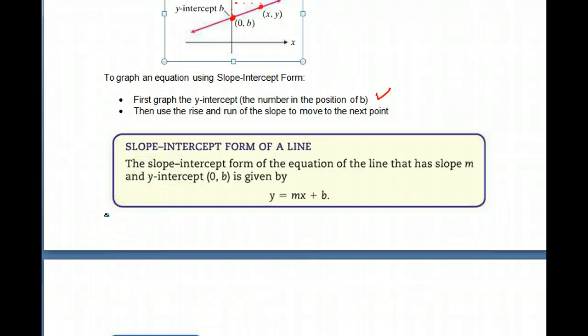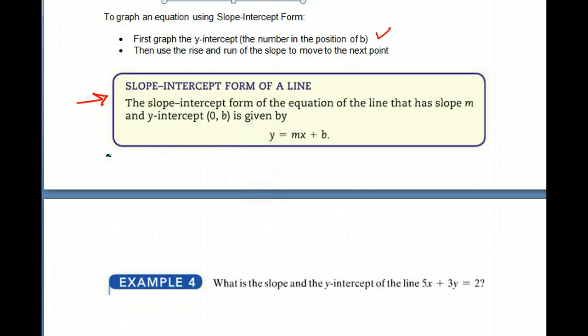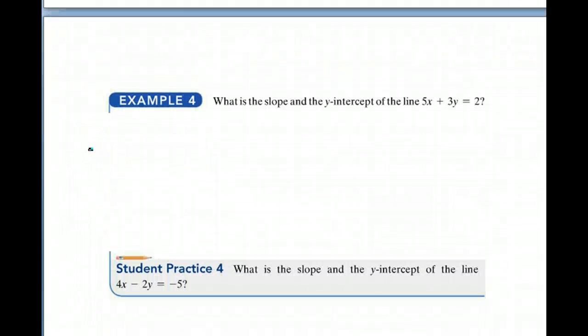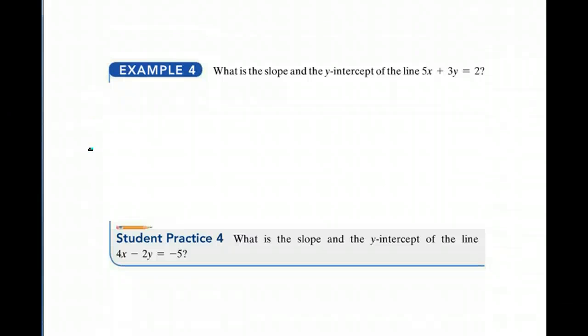So just to recap here, the slope-intercept form of an equation is the line that has slope of m, y-intercept of ordered pair 0, b, and that gives us the equation y equals mx plus b. So let's take a look at example 4. It says, what is the slope and y-intercept of the line 5x plus 3y equals 2?